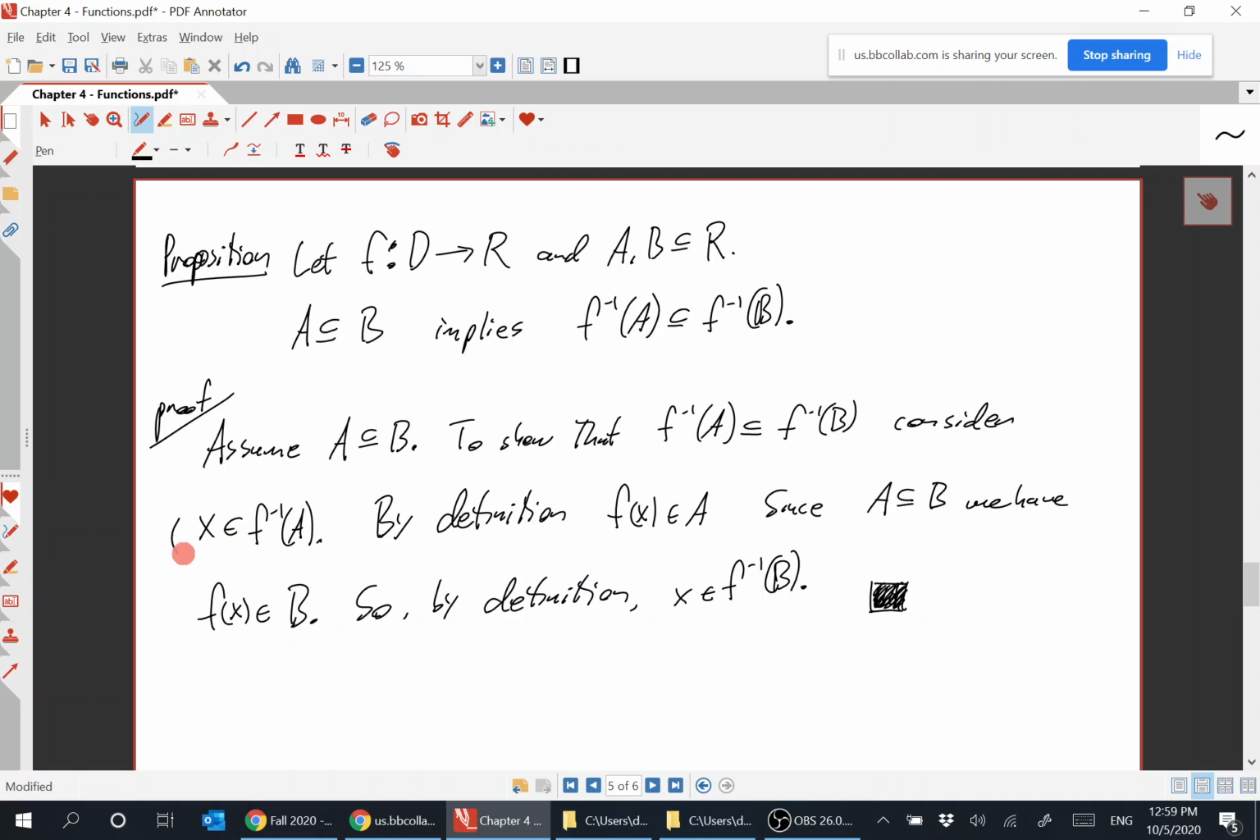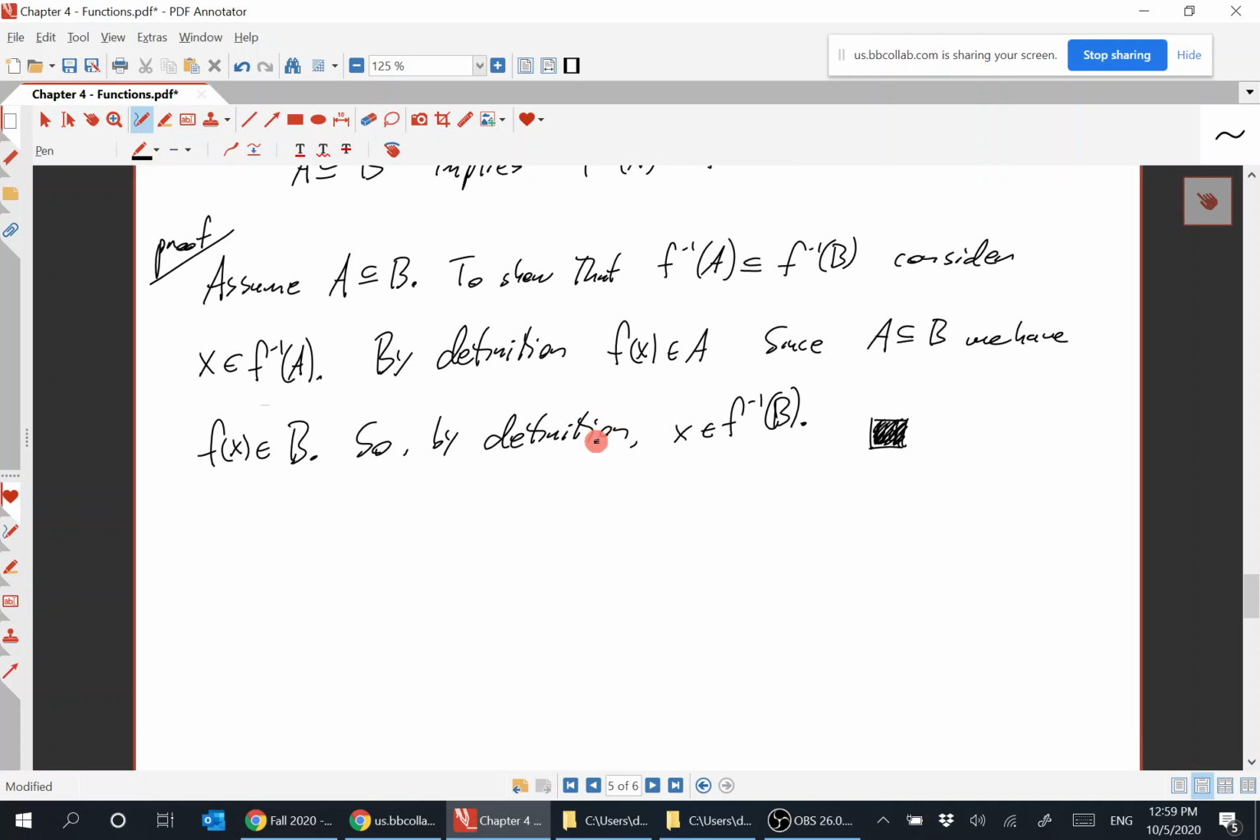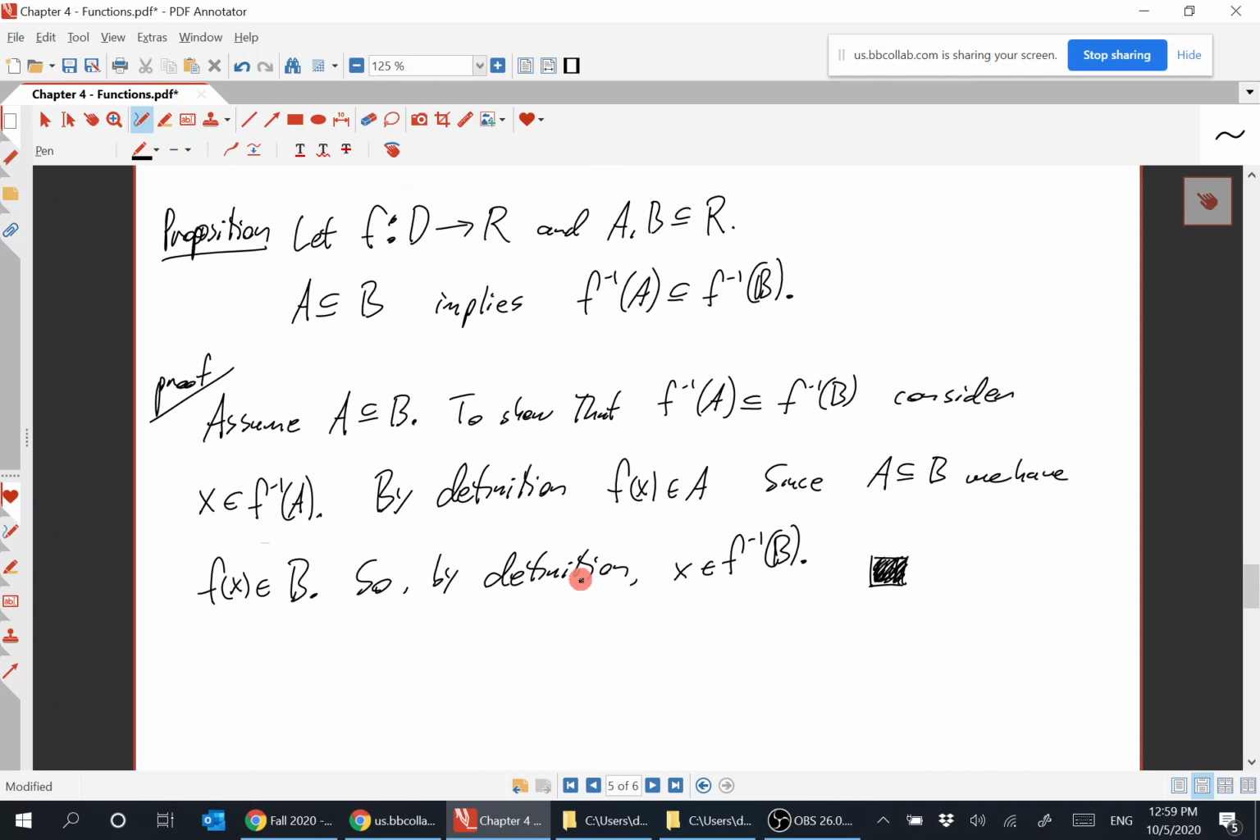All right, so assuming x is in the preimage of A, by definition, f of x is in A. Because A is a subset of B, any element of A is also in B. But since f of x is in B, by definition, x has got to be in the preimage of B. And that's it. What about the converse now?